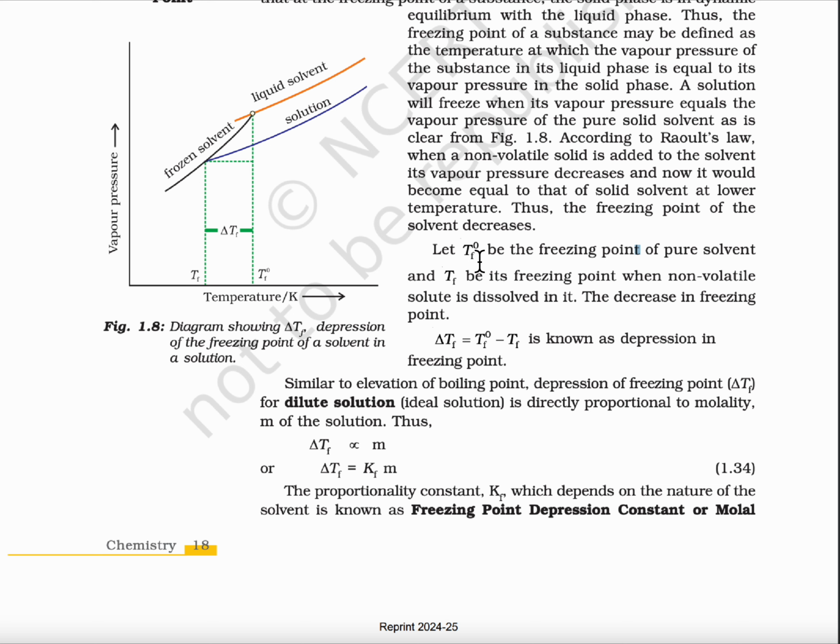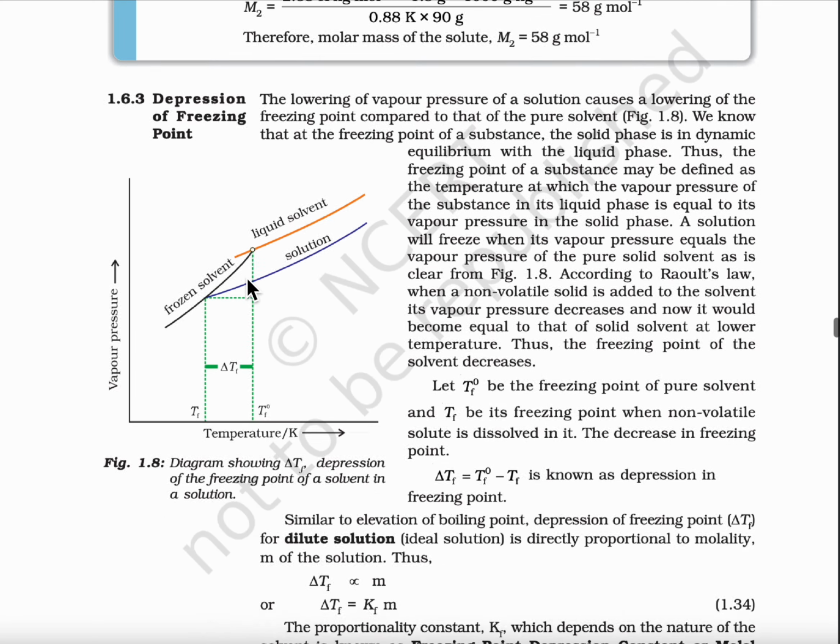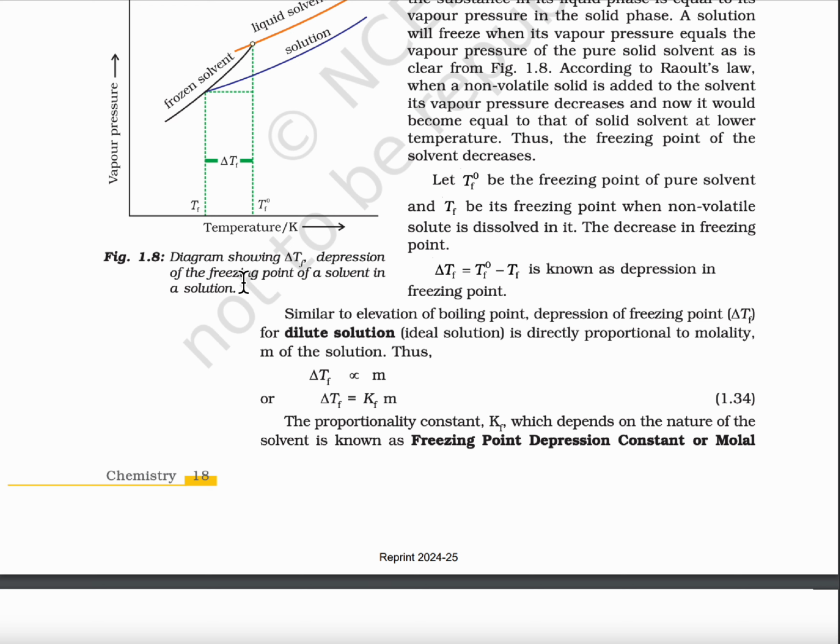Okay, now let Tf naught be the freezing point of the pure solvent represented here, and Tf be its freezing point when a non-volatile solute is dissolved in it. The decrease in freezing point would be delta Tf. This is a decrease in freezing point, which is Tf naught minus Tf. Remember, delta Tb is nothing but Tb minus Tb naught, whereas delta Tf is Tf naught minus Tf.